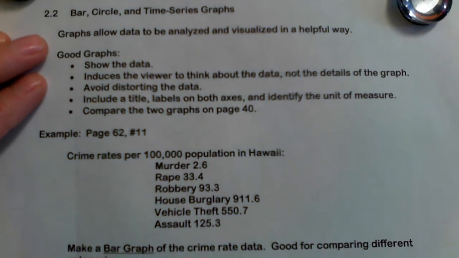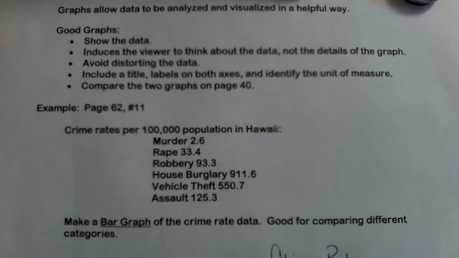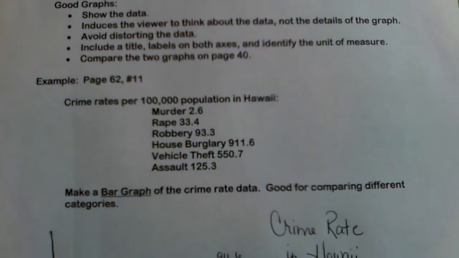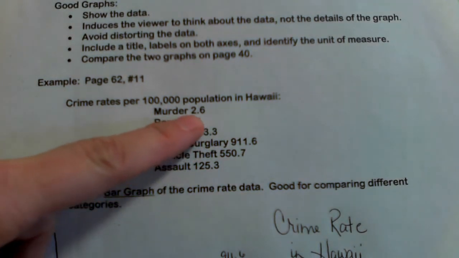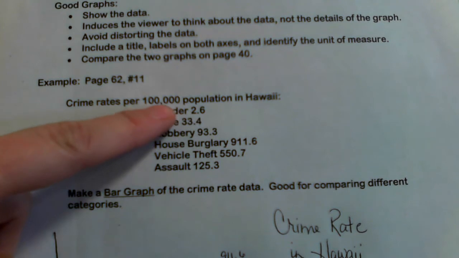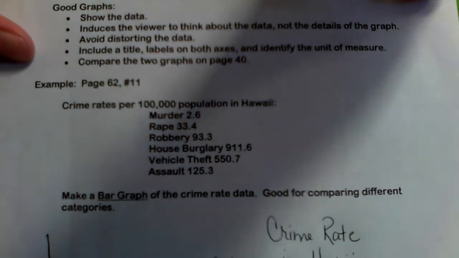It's talking about crime rates in Hawaii, and I've listed what it gives. And this is per 100,000 people or population in Hawaii. So 2.6 means there's 2.6 murders for every 100,000 people. So the first thing that we would do is create a bar graph.